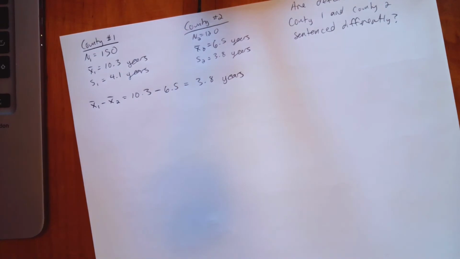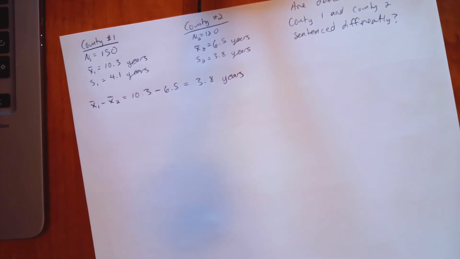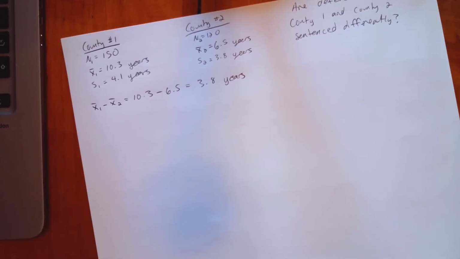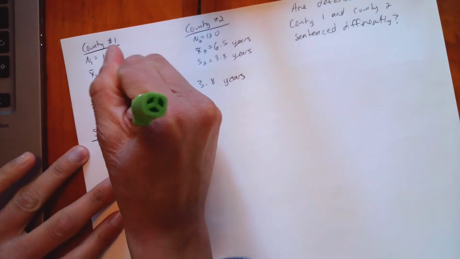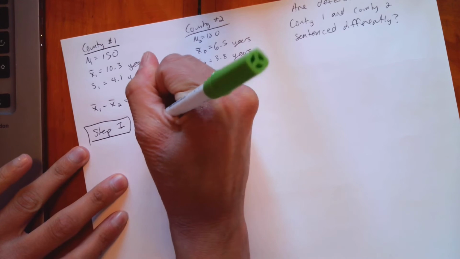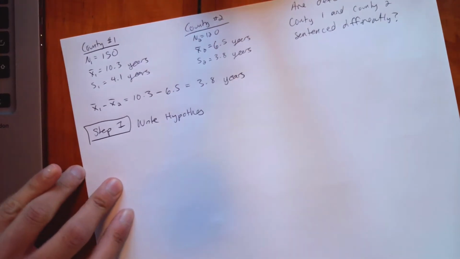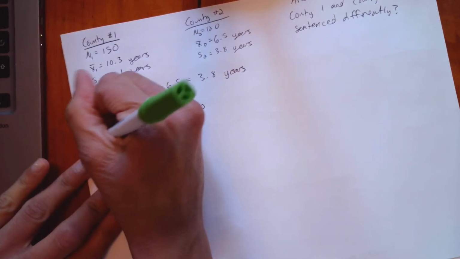So again, the question that we're going to be asking is, is a difference of 3.8 years between these samples big enough to say that people are getting different sentences for the same crime in these two counties? So step 1. To answer this question, first we're going to write hypotheses. Hypotheses for a two-mean t-test are always going to have the same format.